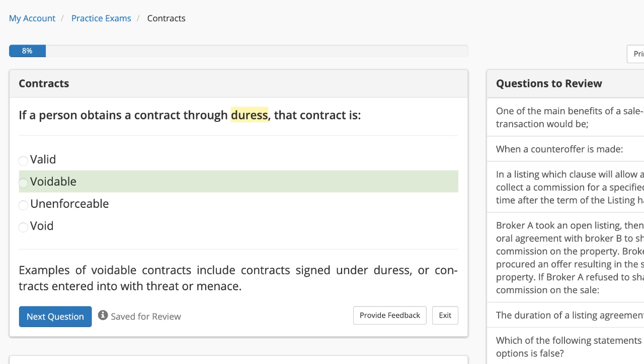What is a void contract? Who knows what is a void contract? Anybody?